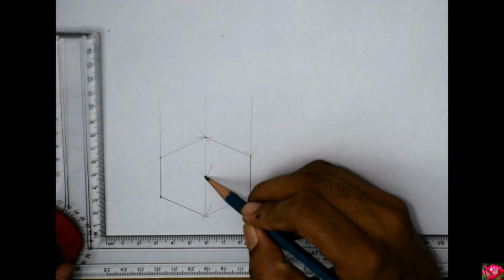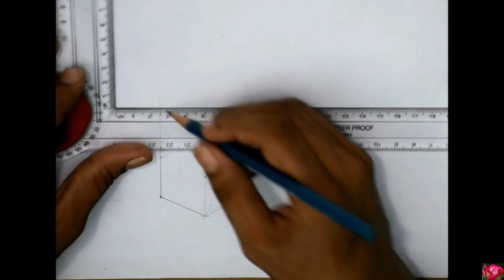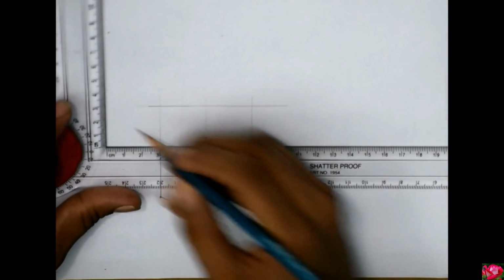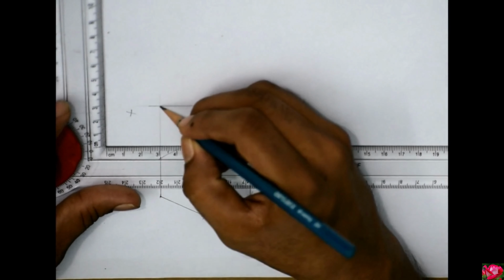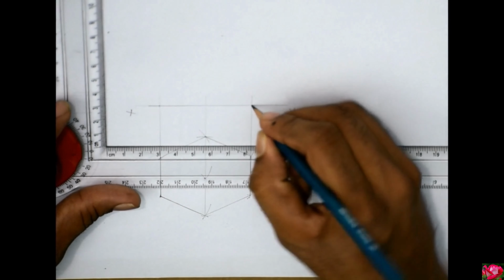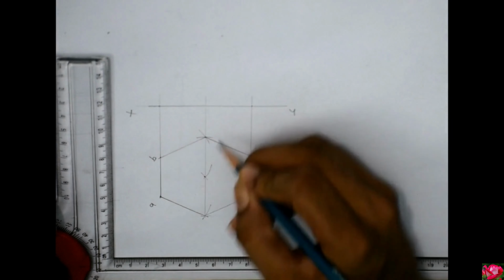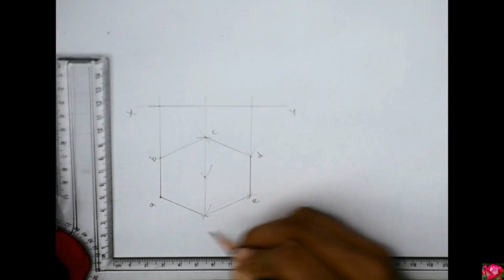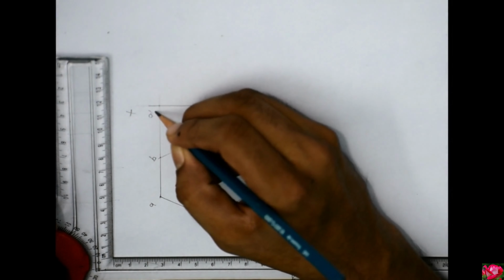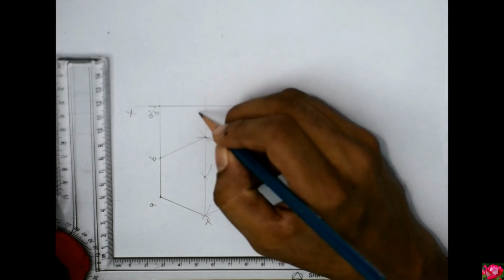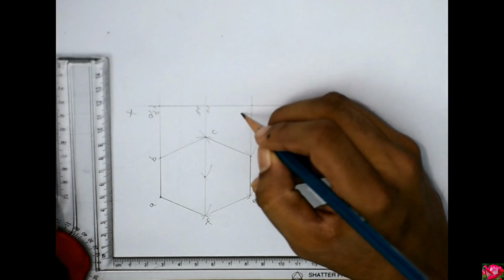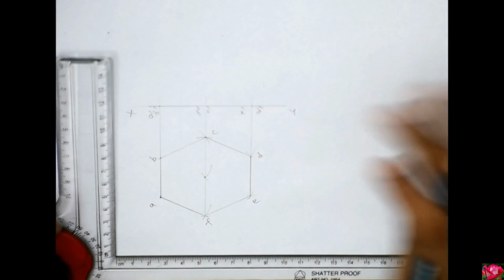It is not mentioned any distance from the VP as it is lying on the HP itself. So if this is the XY line, the front view will come on this XY line only. And I will name this as A, B, C, D, E, F. So this point becomes A dash and B dash. This as F dash and C dash. This as E dash and D dash.